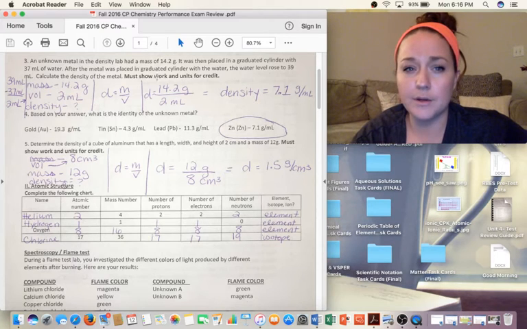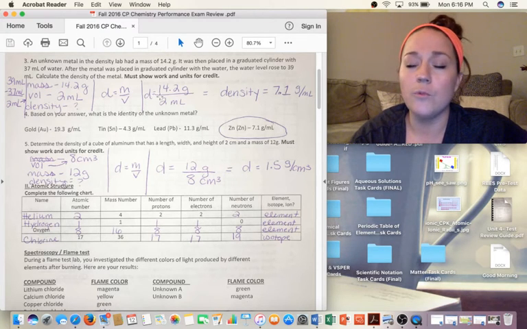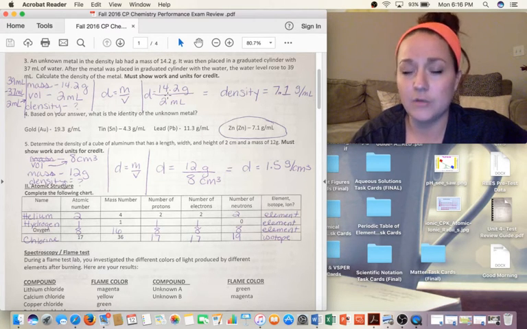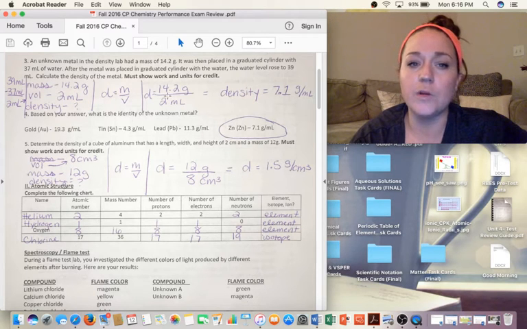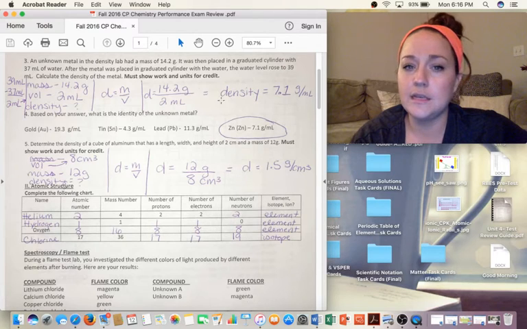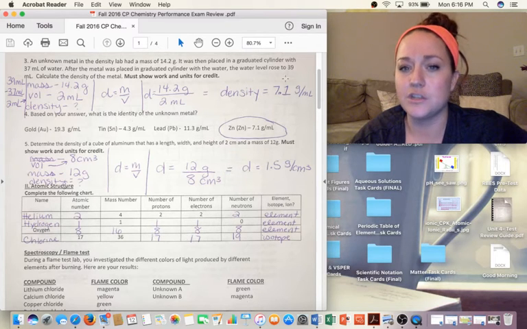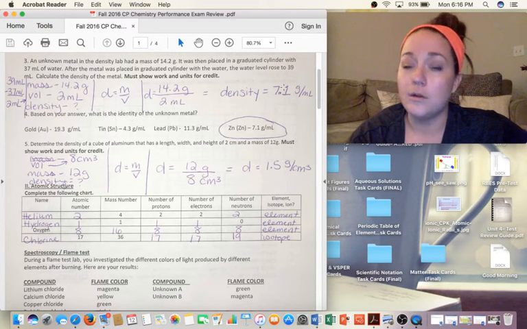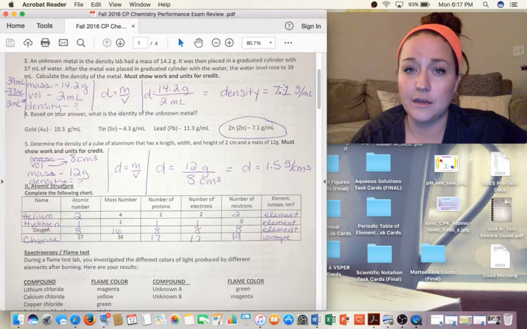So step 4 is to write in the equation and solve. So 14.2 grams over 2 milliliters equals, and step 5 is to make sure you have the answer. And always in chemistry, rarely are you going to do a math problem or any type of problem that is just going to have a numerical answer.